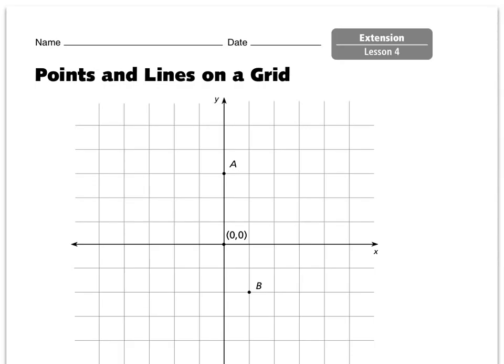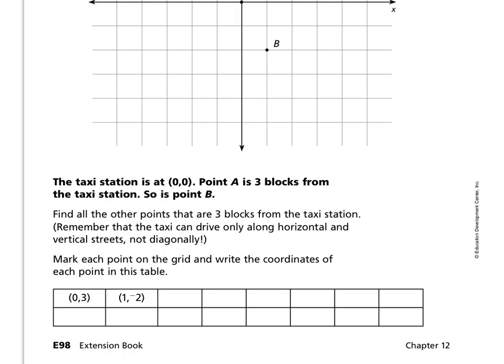Let's look at Chapter 12, Lesson 4 Extension, Points and Lines on a Grid. The taxi station is at 0, 0, or the origin. Point A is 3 blocks from the taxi station, and so is point B. Find all the other points that are 3 blocks from the taxi station.